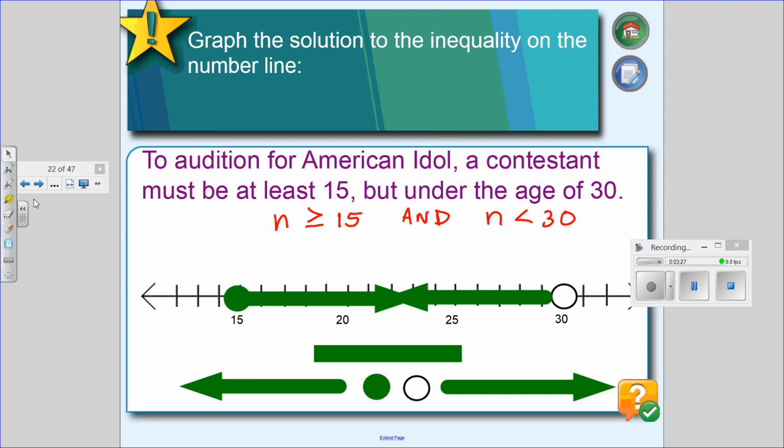So in this case, if you want to just highlight in the middle, 15 up to 29 and 300 days old or something like that, 29 point something years of age, right? That would be the compound inequality. So unlike yesterday where we just said n is greater than or equal to 15 and we graphed onto infinity, this one has an upper limit, under 30, right?